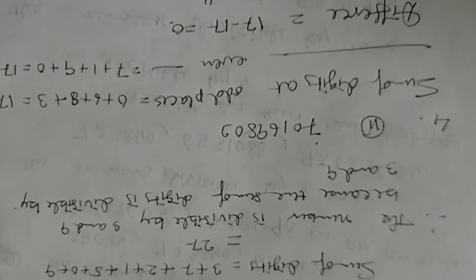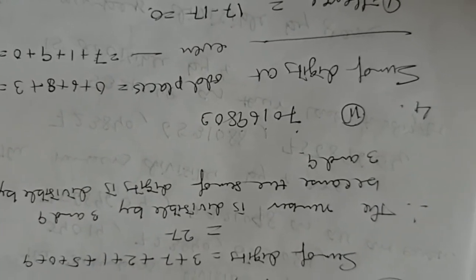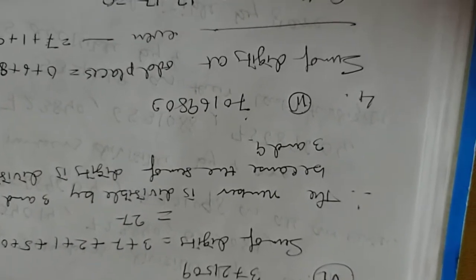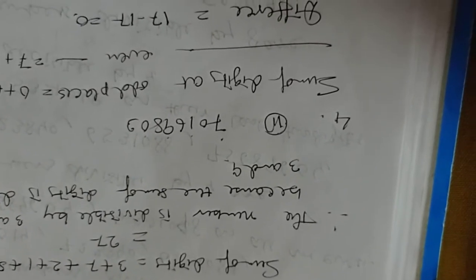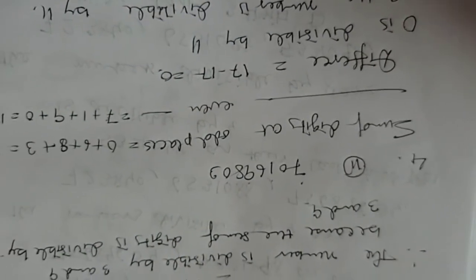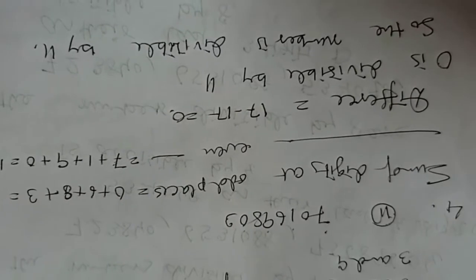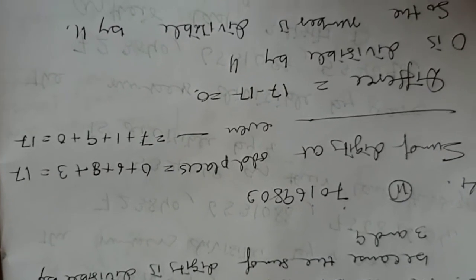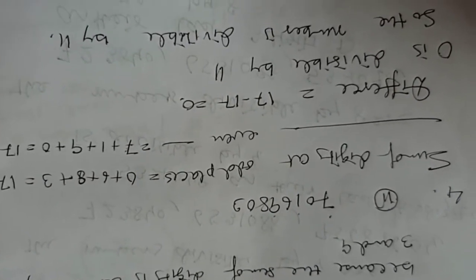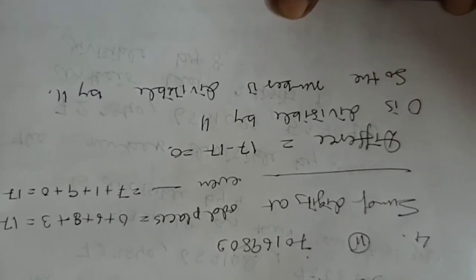Next one, number 4, asking which numbers are divisible by 11. What is the rule I told? First I have to find out the sum of the digits at odd places, and the sum of the digits at even places. That one I have done. What is coming? Sum of the digits at odd places is coming 17, and sum of the digits at even places is coming 17. So what is the difference? Difference is coming 0. 0 is divisible by 11, so the number is also divisible by 11.